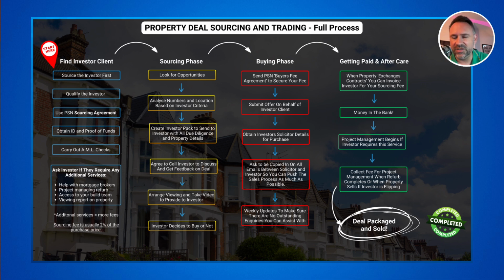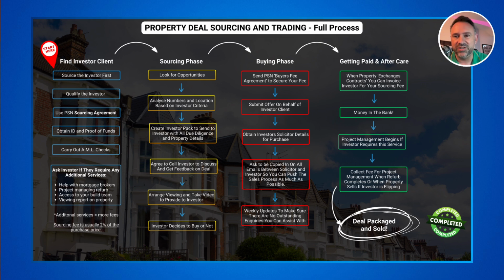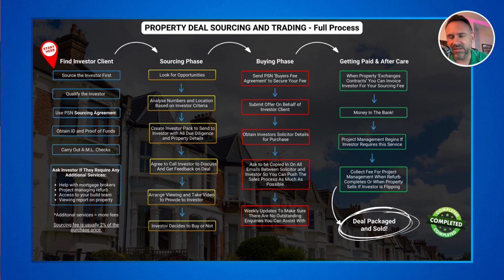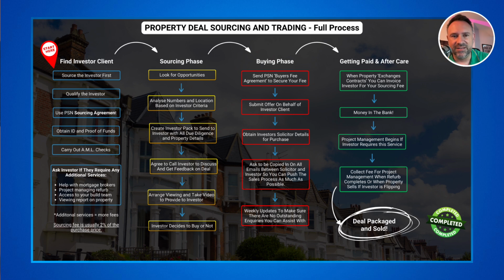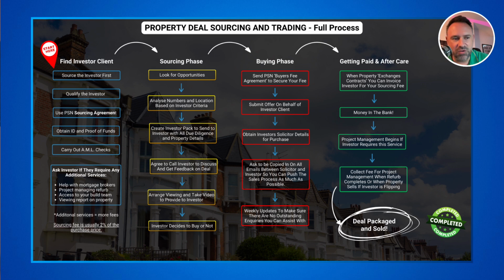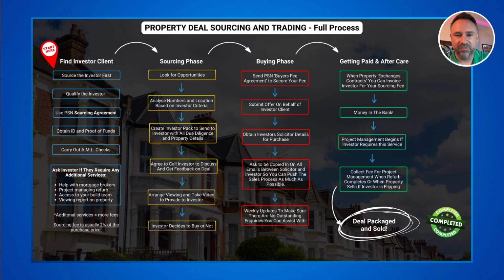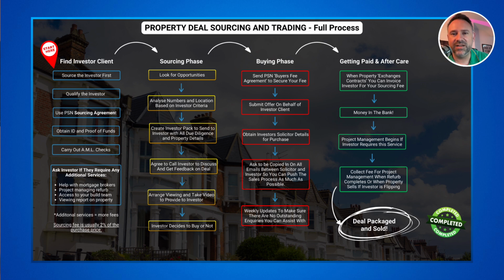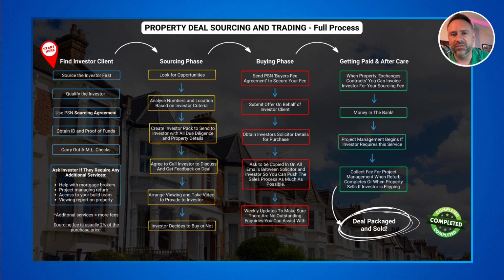If it's a buy-to-let, obviously you wouldn't be offering project management, you'd just simply take your fee, and that would be the end of the process. And that's it. Deal packaged and sold. Step by step. Like I said at the beginning, it starts with the investor. It starts with finding the investor, qualifying the investor, finding out what they want. Simple as that. Because if you find exactly what they're looking for and you put that in front of them, logic dictates that they're highly likely to buy that thing that you've put in front of them.